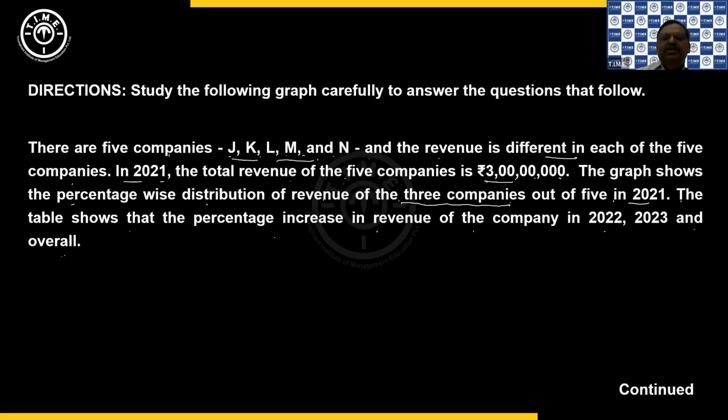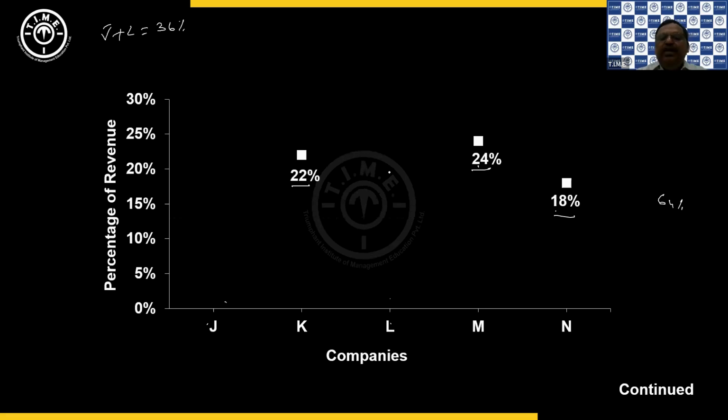Total is 3 crores, so 60 lakhs is what percent of 3 crores? 60 lakhs is 20% of 3 crores. So if L is going to be 20%, obviously J is going to be 16%. If you want, you can write 16% of 3 crores is 48 lakhs. 22% of 3 crores, 3 crores means 300 lakhs, is 66 lakhs. 20% of 300 lakhs is 60 lakhs. 24% of 3 crores will be 72 lakhs. 18% of 3 crores will be 54 lakhs.